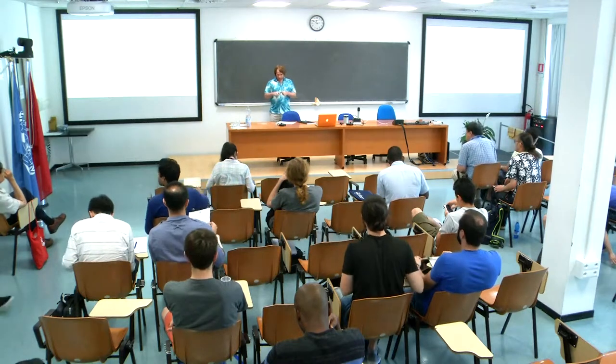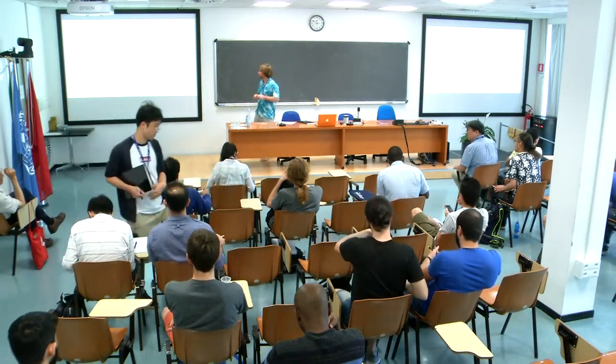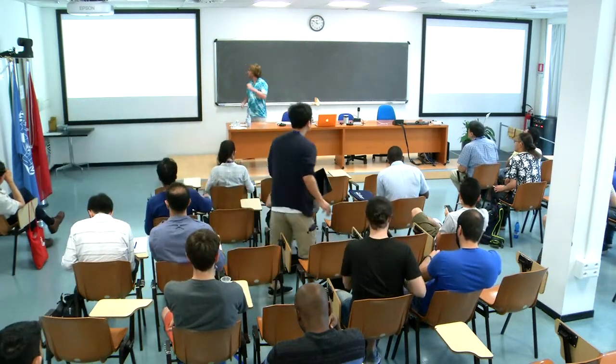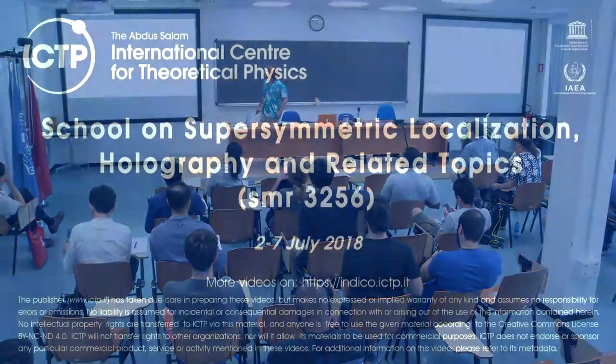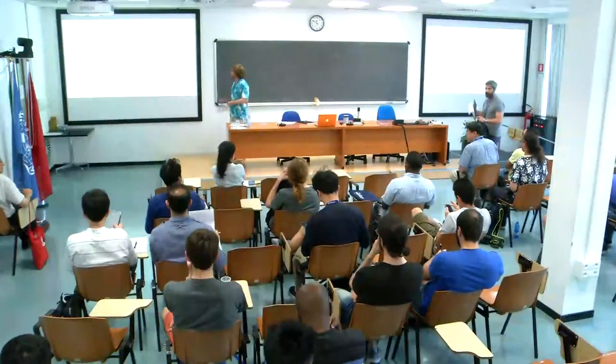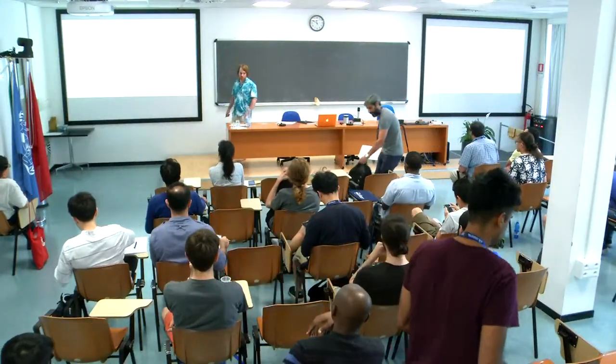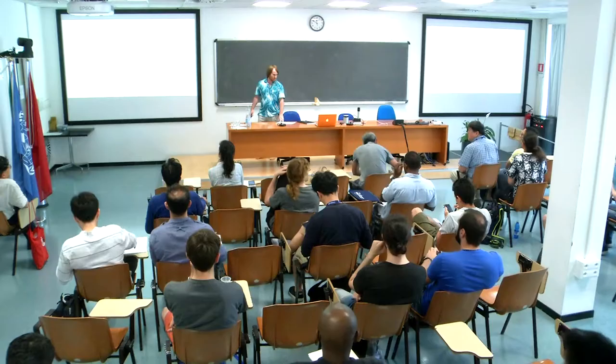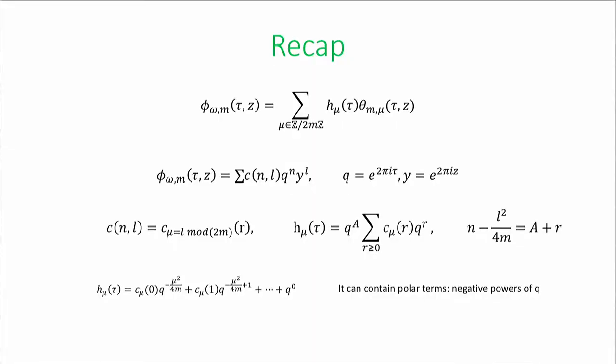Okay, thank you. So I just want to start with a small recap from yesterday. I believe I went a bit fast. In the last lecture, I was trying to describe properties of modular objects like Jacobi forms. I tried to explain one of the simplest objects, this Jacobi form, phi, which has some weight omega and some index m.